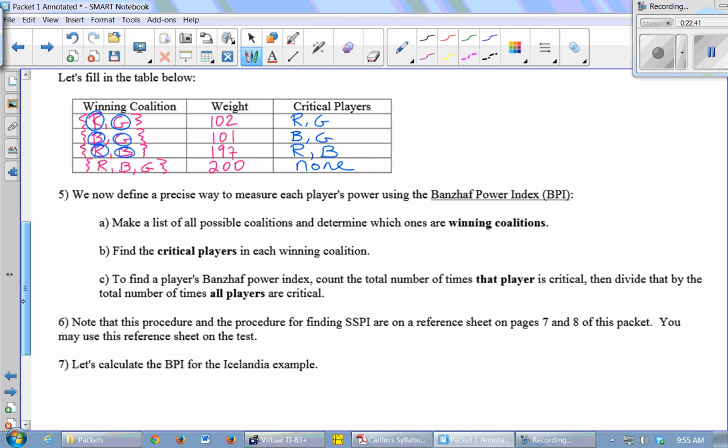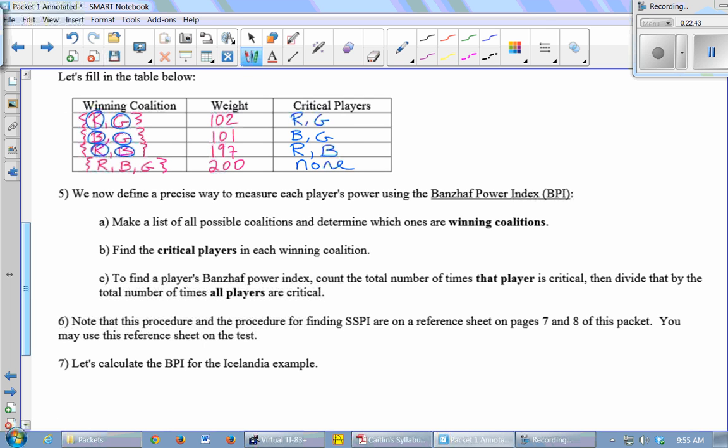All right, so now we're going to define a precise way to measure the Banzhaf power index. Make a list of all possible coalitions and determine which ones are winning coalitions. So we actually skipped the all possible coalitions here, and we only wrote down the winners. That's fine. You can do it either way. You can write down every possible team and then identify which ones are winning teams, or you can just systematically try to come up with the winning teams.